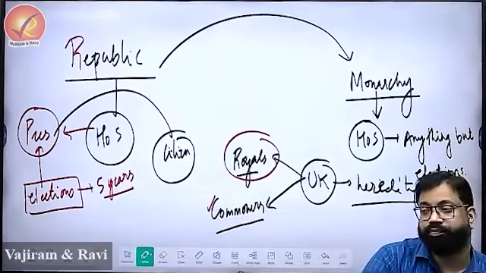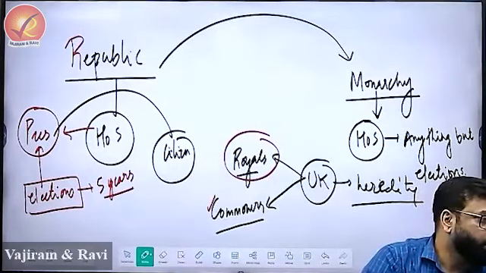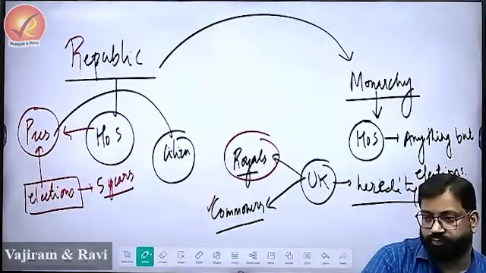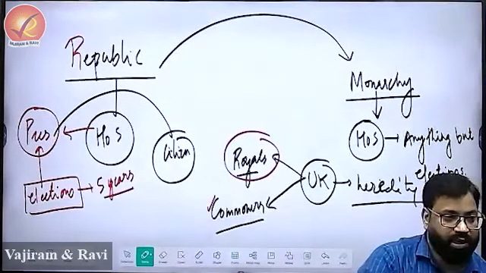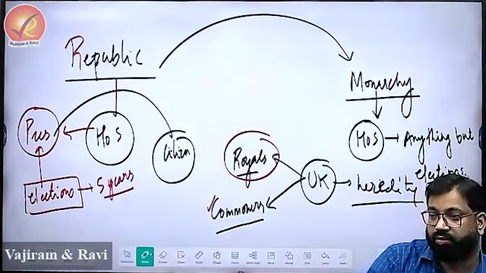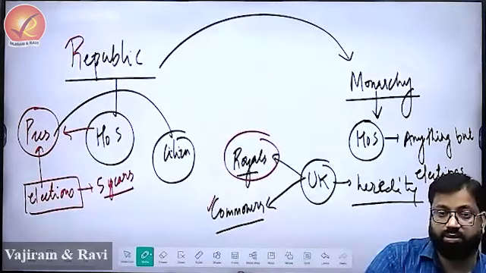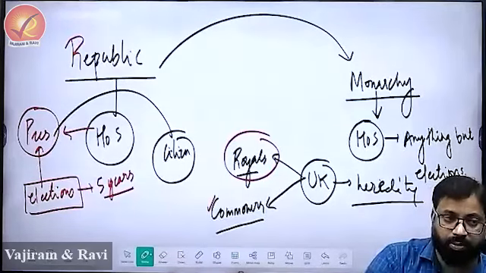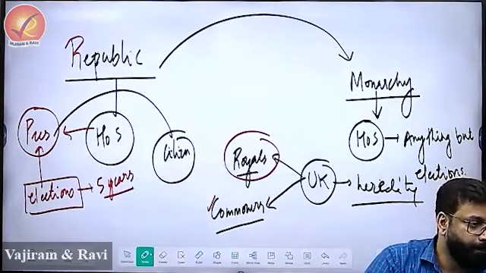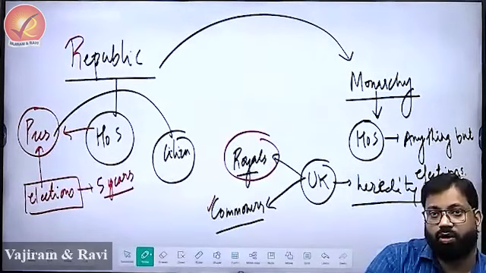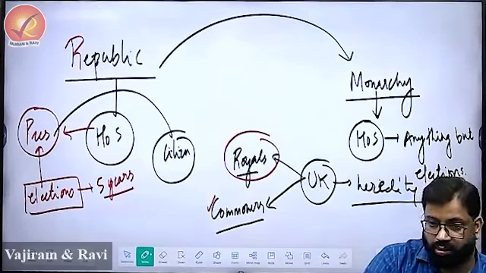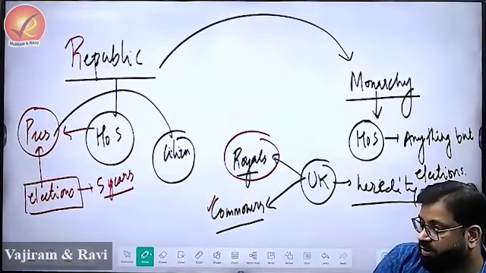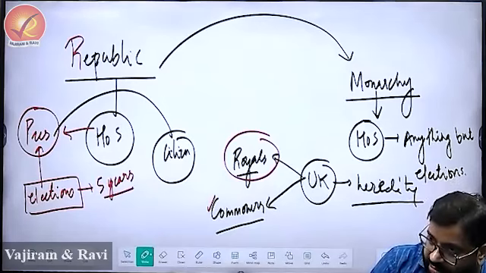Write the second one. All republics are democracy. But all democracies are not republic. Do you understand it? UK is the perfect example. It is a democracy, but it is not a republic. It is a monarchy, right?